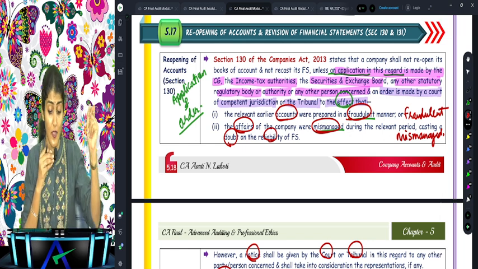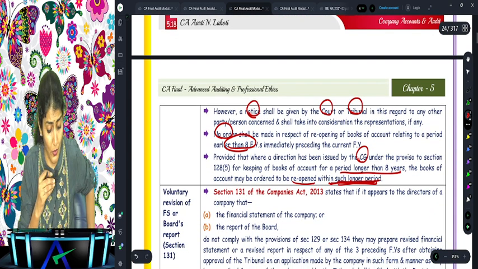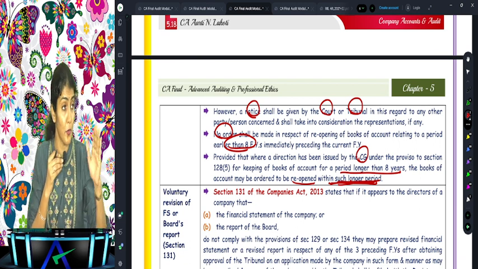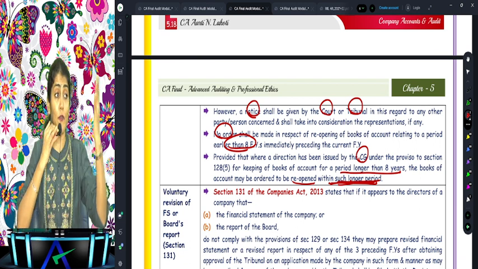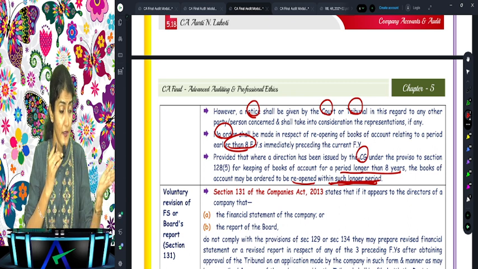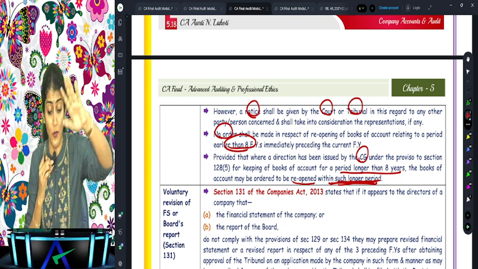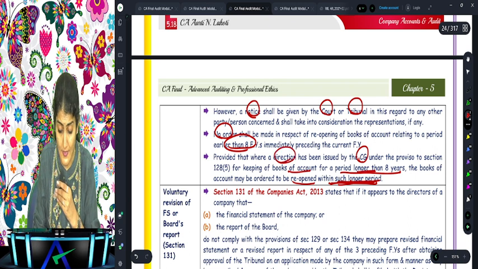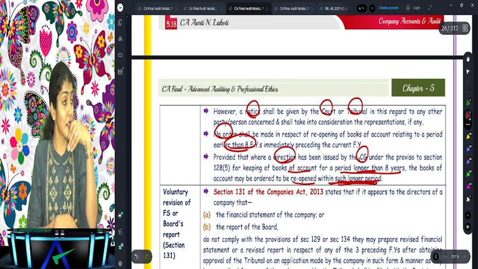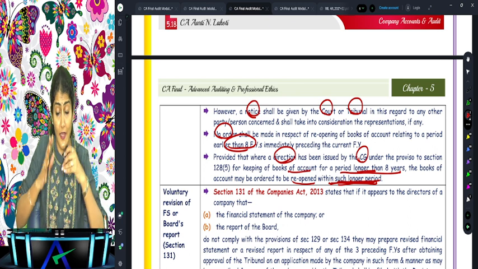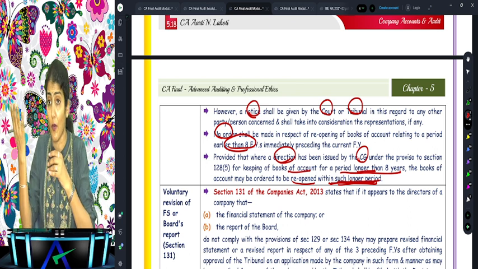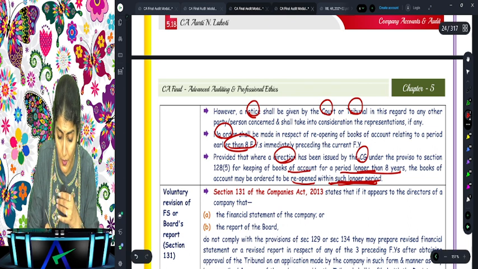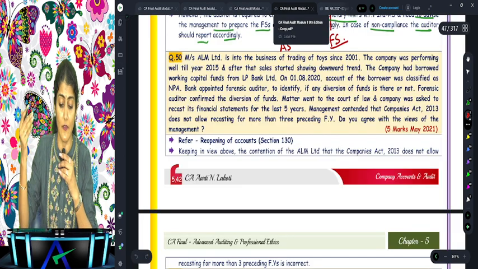A notice order has to be given by the court or the tribunal to any other party or person concerned. Then no order can be made for reopening of the accounts for more than 8 years. However, if the central government has ordered maintaining the books for a period longer than 8 years, and an investigation is going on by the central government, then can the books be reopened for a period longer than 8 years also? Yes, then they can be reopened for a period longer than 8 years also.